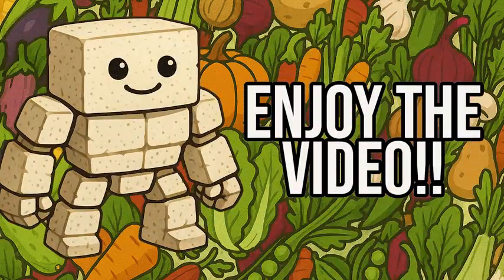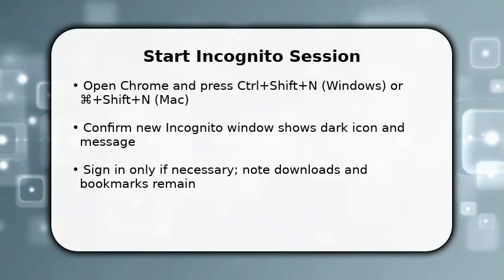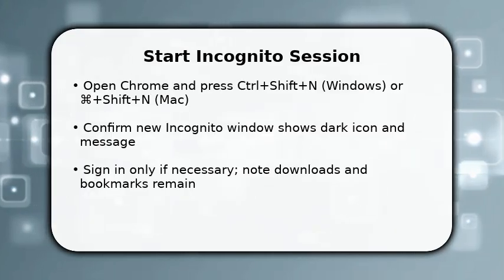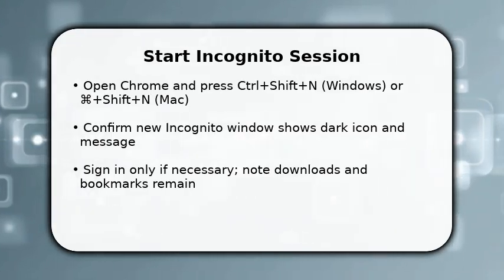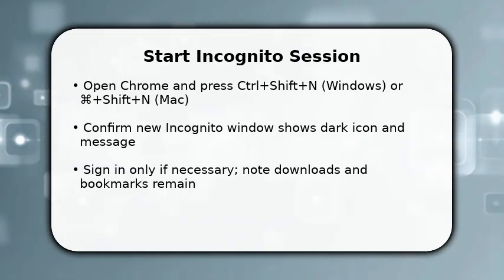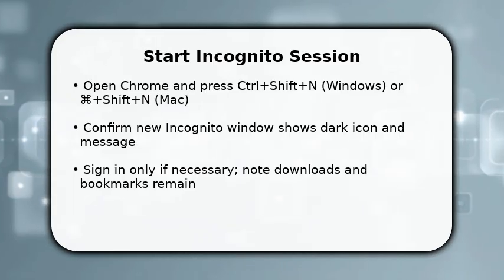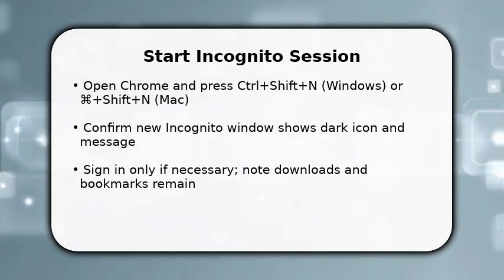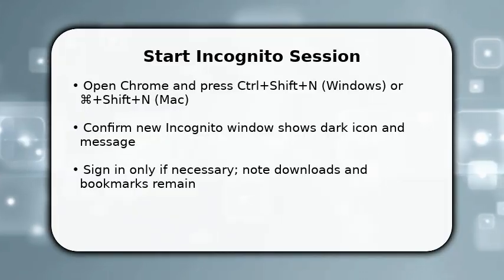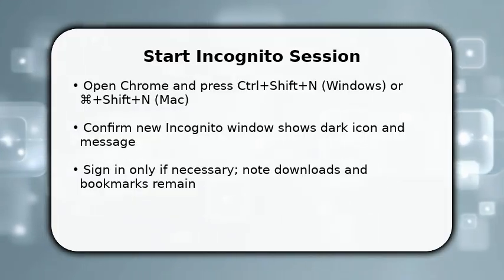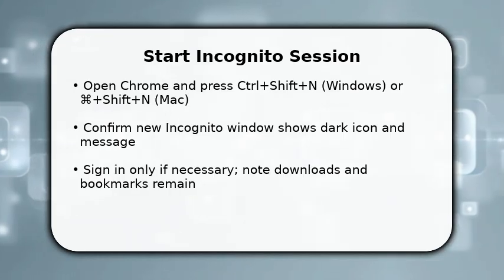Please enjoy the video. You start by opening Chrome and launching an incognito window. Press Ctrl+Shift+N on Windows or Command+Shift+N on Mac. This isolates browsing data from your local profile and stops Chrome from saving history, cookies, and site data. Once the window appears, make sure the incognito icon and message are visible so you know the mode is active.